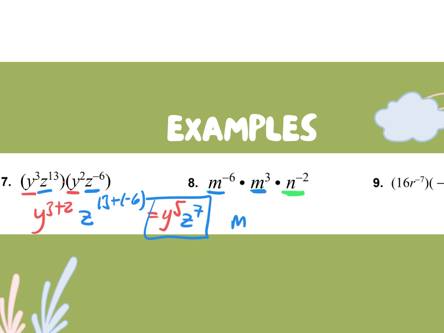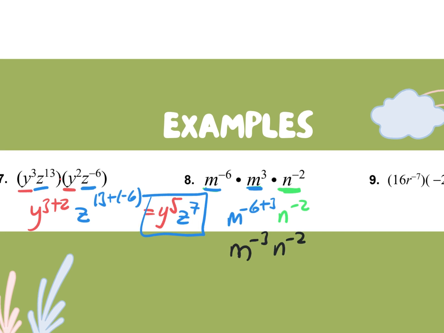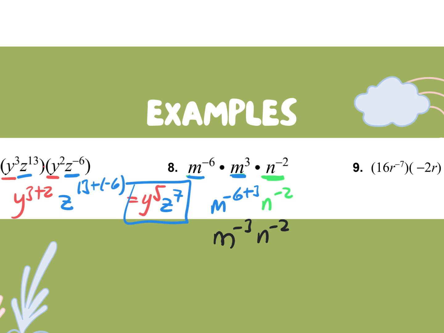So I'm going to have an m to the negative 6 plus 3, and then times an n to the negative 2. Now, if you simplify this, negative 6 plus 3 is going to get you negative 3. So I get m to the negative 3 and an n to the negative 2. Keep in mind, we don't want a negative in our final answer, at least not in the exponent.